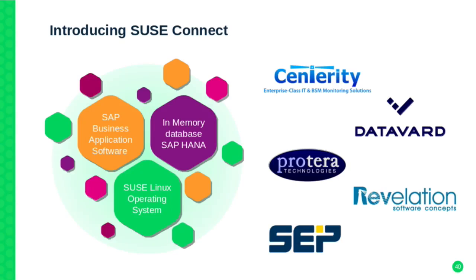Revelation software is in the change management business. So when you have changes, for auditing and compliance reasons, every change you do in the system needs to be documented. They provide a software for that. And SEP is a backup vendor. They also have a booth outside in the technology case area. They back up the operating system and SAP HANA, so that you have, for example, one tool to back up various technology components.